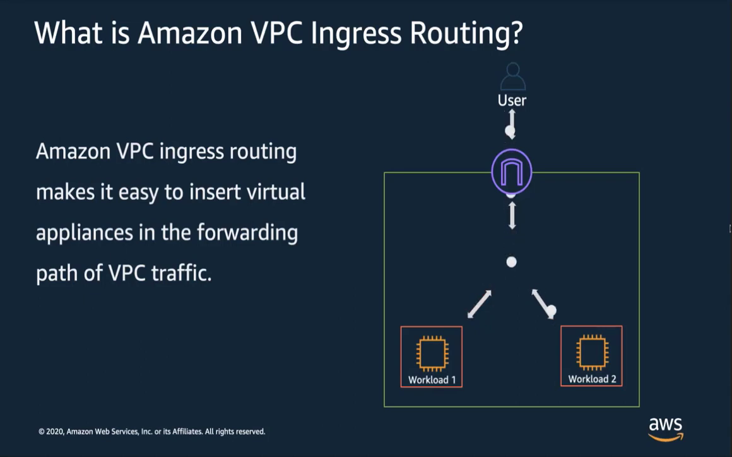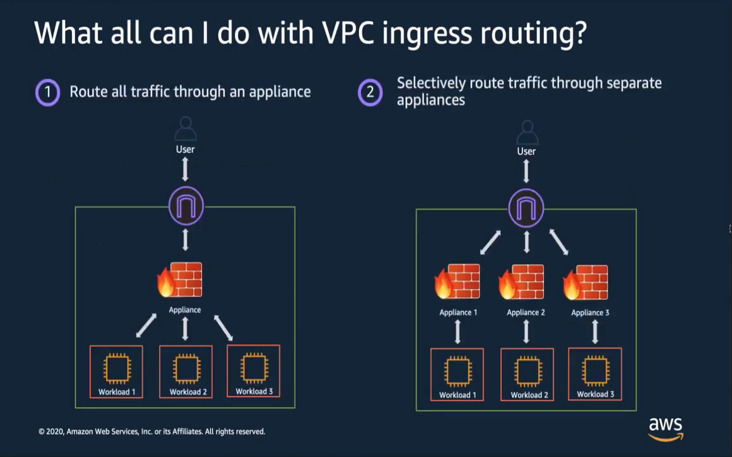Now, suppose if you could attach route tables with your Internet Gateway and Virtual Private Gateway, you could route these packets through a virtual appliance, say a security appliance here. And if this security appliance is able to detect that threat and is able to drop those packets, then your workloads are safe. So to summarize, Amazon VPC Ingress Routing makes it very easy to insert virtual appliances in the forwarding path of inbound and outbound VPC traffic. In the next slide, we look at the different use cases of this feature.